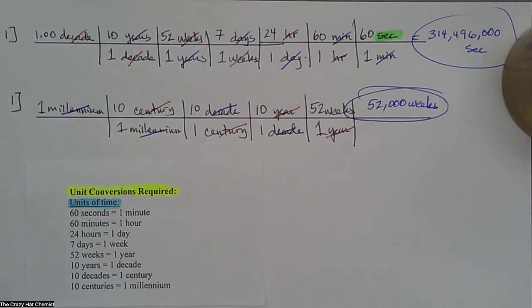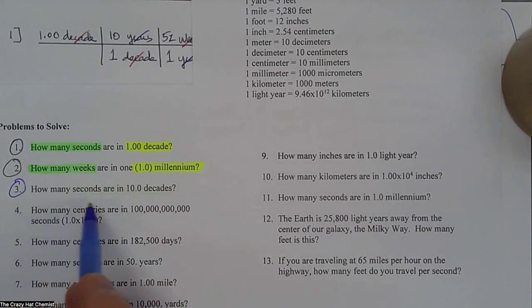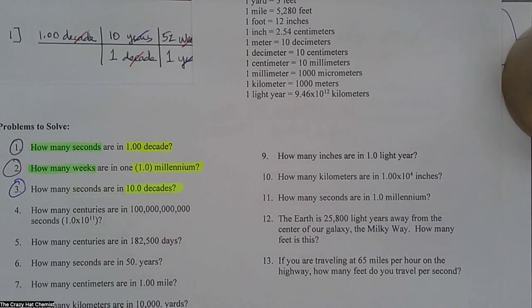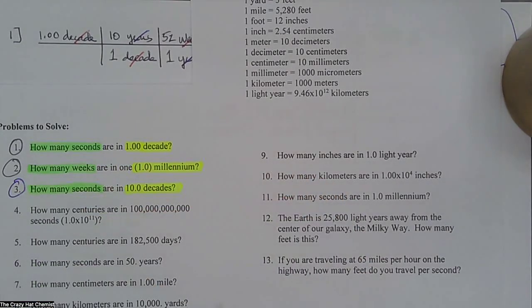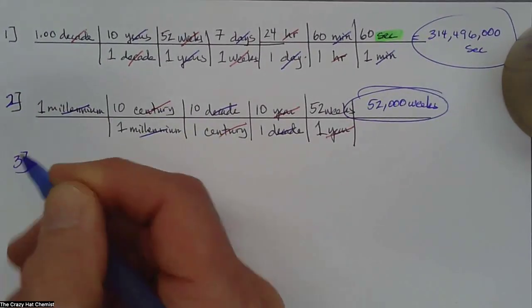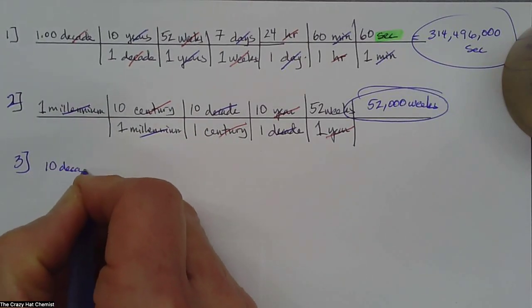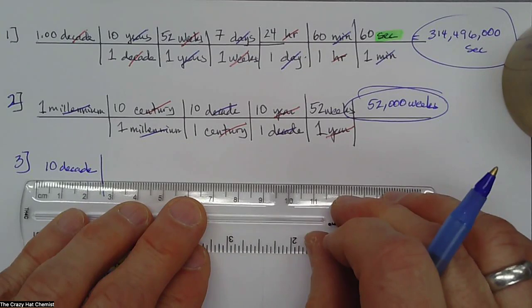What is the next problem? The next problem is number 3, and it says, how many seconds are in 10 decades? So I'm going to start off with the number and the formula of which are number units that I have, and then I'm looking for seconds in 10 decades. All right, perfect. This is number 3. I'm going to start off with 10 decades and a vertical stop and a nice horizontal line here.